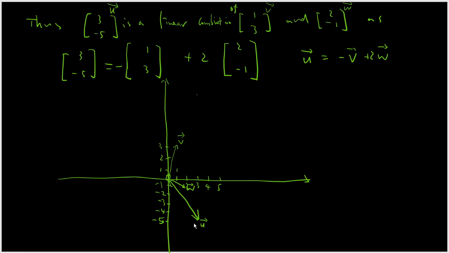Now we want to illustrate why u is a linear combination of v and w. The equation is here. Very shortly, I will show you the general case. Now all we need is to draw negative v. Using the geometric meaning, negative v is in the opposite direction, the same length as v. So negative v is, I believe, negative 1, negative 3. It's something like this. Illustration only. That's negative v.